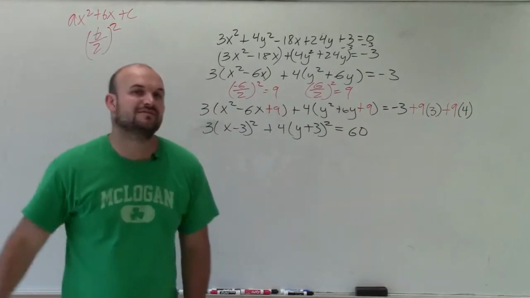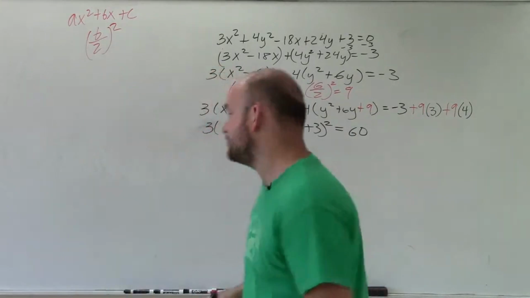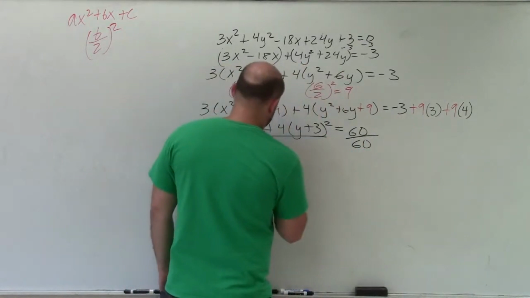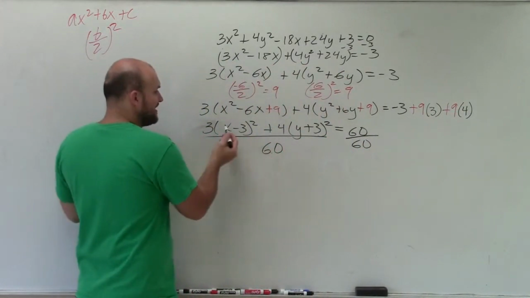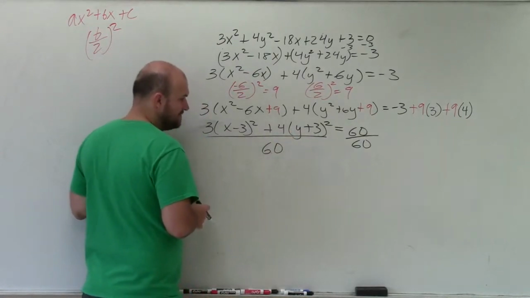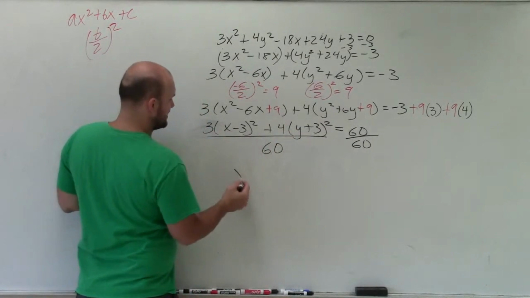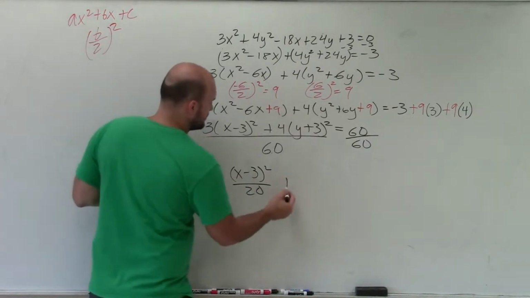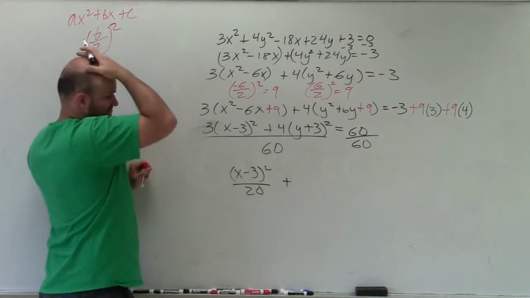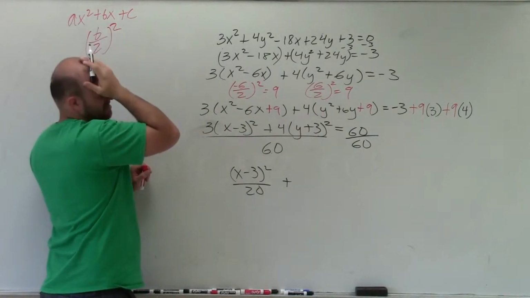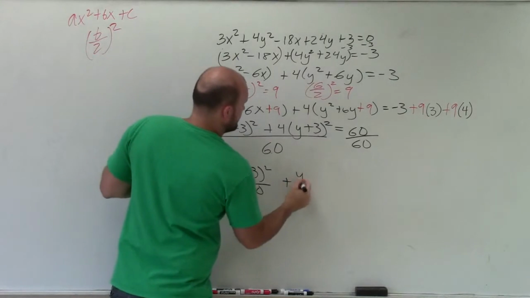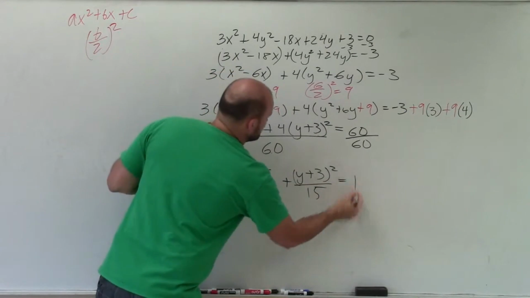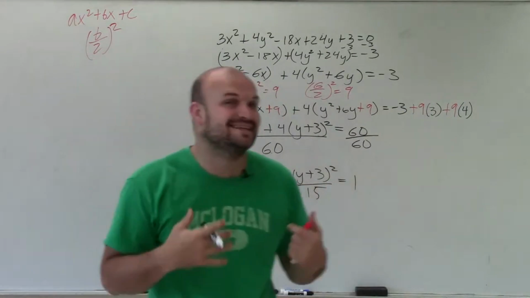Okay, now remember the equation of an ellipse is equal to 1. So therefore, I need to get that to 1, so I divide by 60. Now remember, the 60 divides into both of these expressions, okay? So therefore, 60 divided by this, I get x minus 3 squared over 20, plus here I get 15. y plus 3 squared over 15 equals 1. Okay, so now we found the equation.